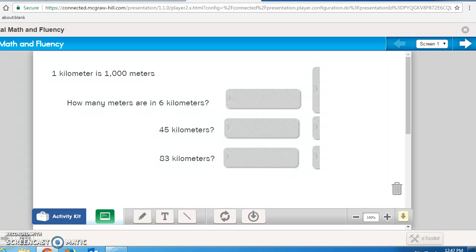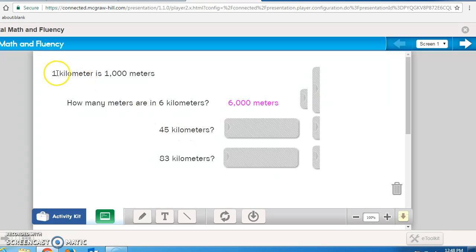It asks, 1 kilometer is 1,000 meters. Based on that information, how many meters are in 6 kilometers? Well, remember, in place of 1, we'd put a 6 here. So 6 times 1,000 is what? 6,000.